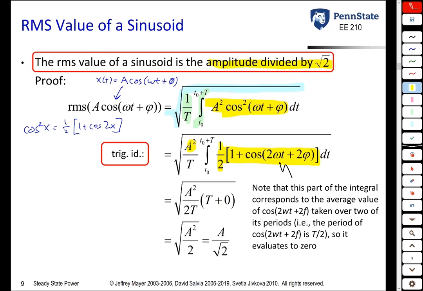The A squared can come outside the integral sign. Now we're integrating 1/2 plus 1/2 cosine of 2 omega t plus 2 phi dt. This part is just a constant. It integrates to capital T over 2. This part integrates to 0.